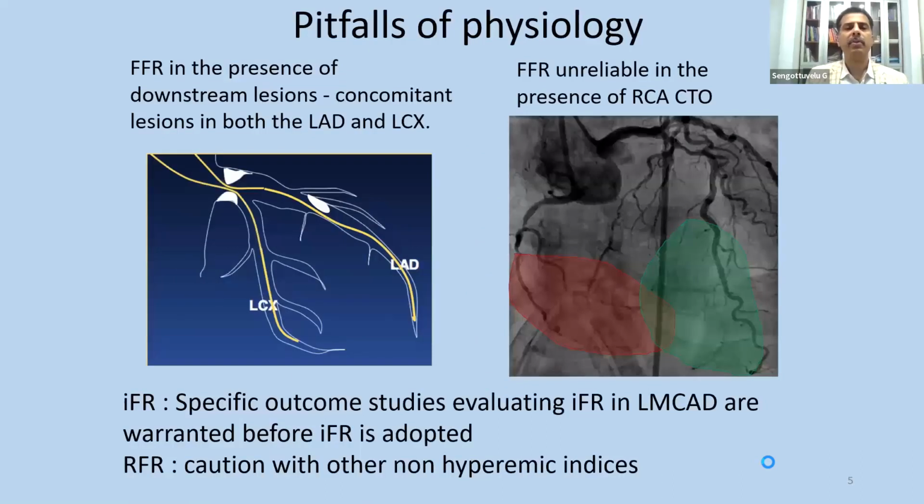And also we should know the pitfalls. If you have multiple tandem lesions, we should be aware that we should use the other vessel, for example, the circumflex, to assess the FFR. And also it is unreliable when you have collaterals to another artery, for example, a right coronary CTO, which is also supplied by the left system, which usually indicates that the territory of supply is larger and it can be falsely positive.